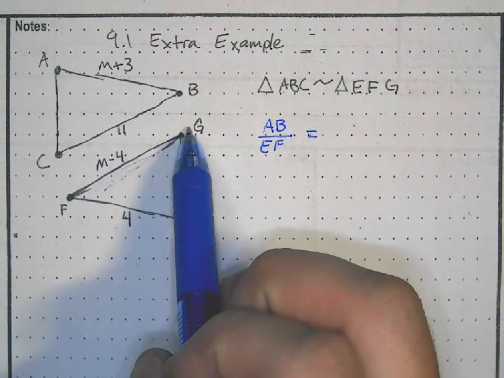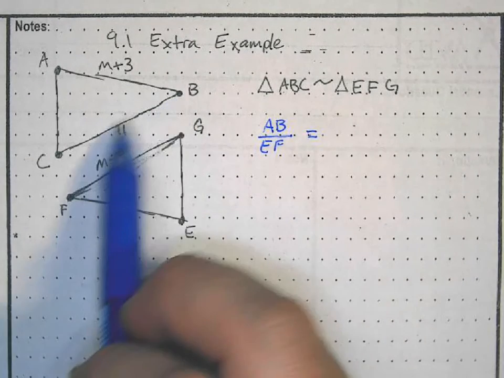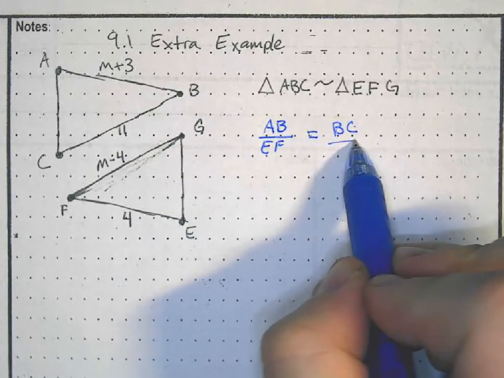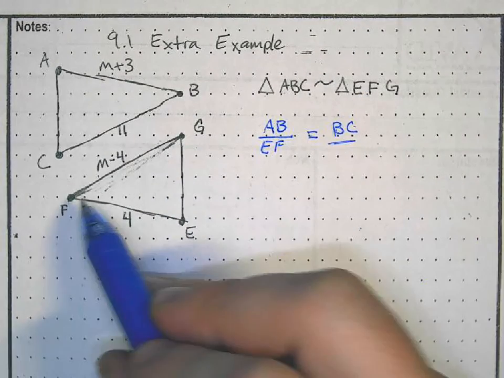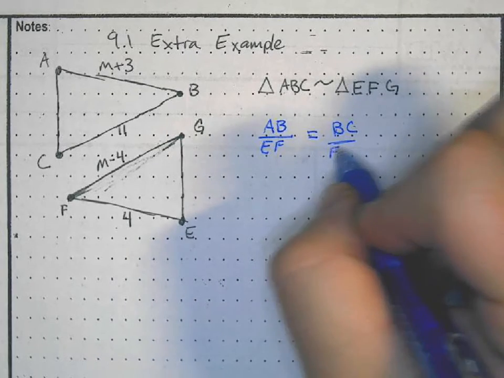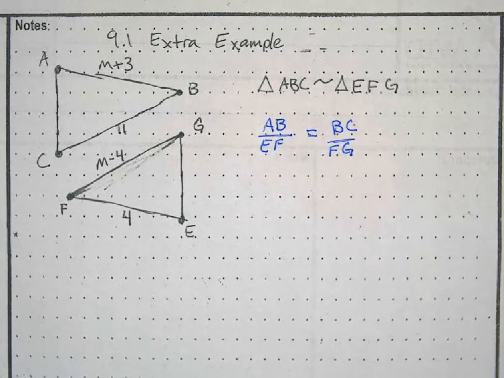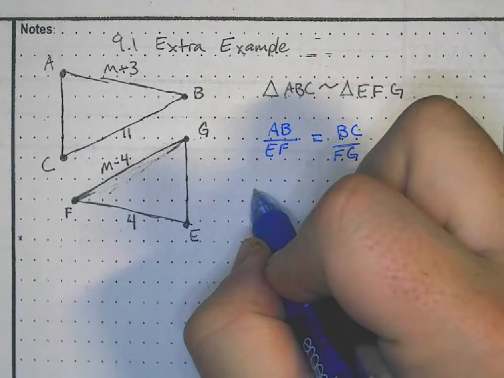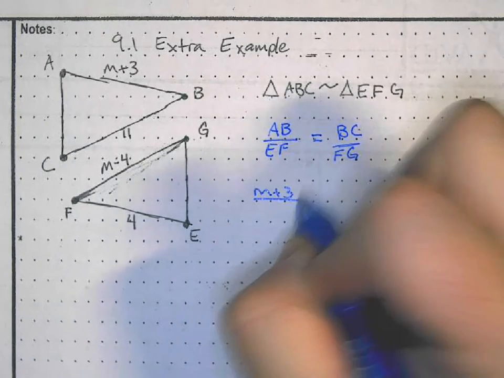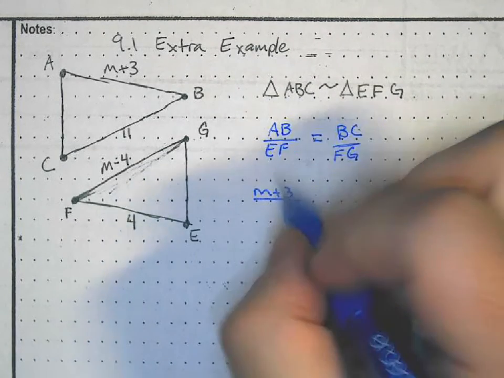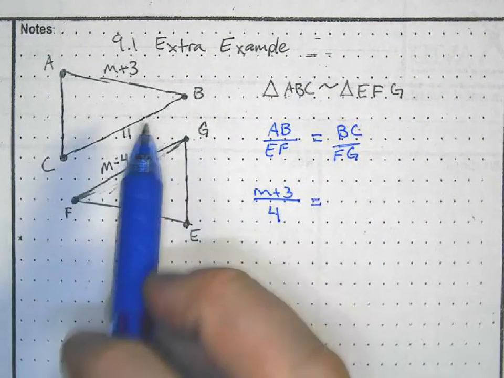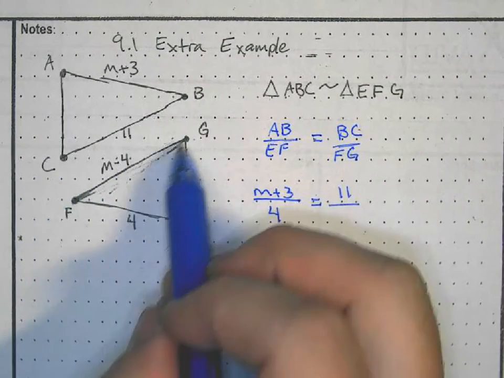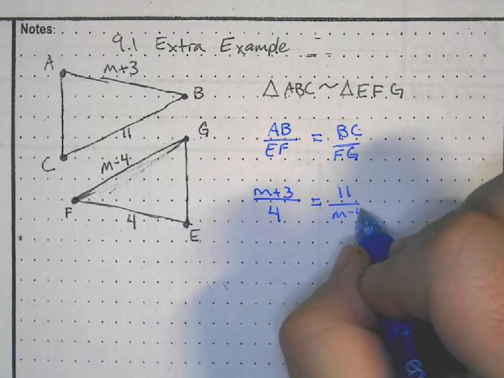Now it looks like we're looking for FG. So we'll say BC is to, BC matches up with FG. Okay, perfect. Now we can plug everything in. So we'll say AB, M plus 3, is to EF, which is 4, as BC, 11, is to FG, M minus 4.